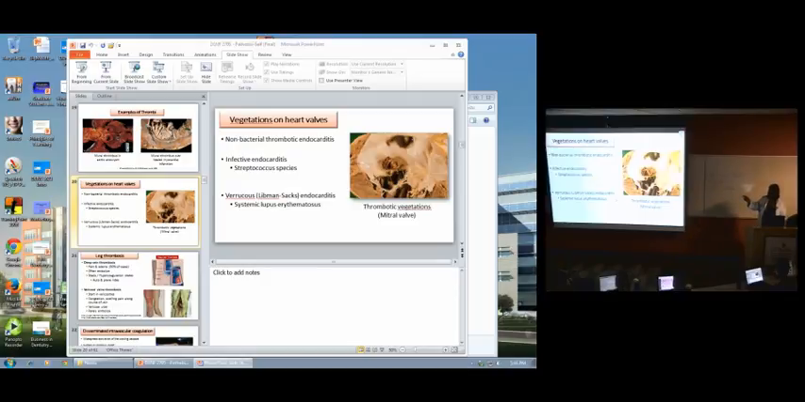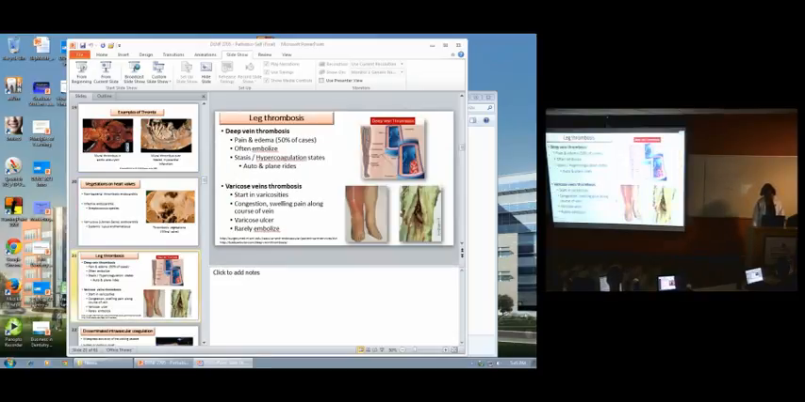The non-infective ones, like the marantic endocarditis and SLE, are more like platelet and fibrinous vegetations. So this is an example of a deep vein thrombosis. I'm giving you examples. Remember, for the thrombosis, I showed you an example in the aorta.